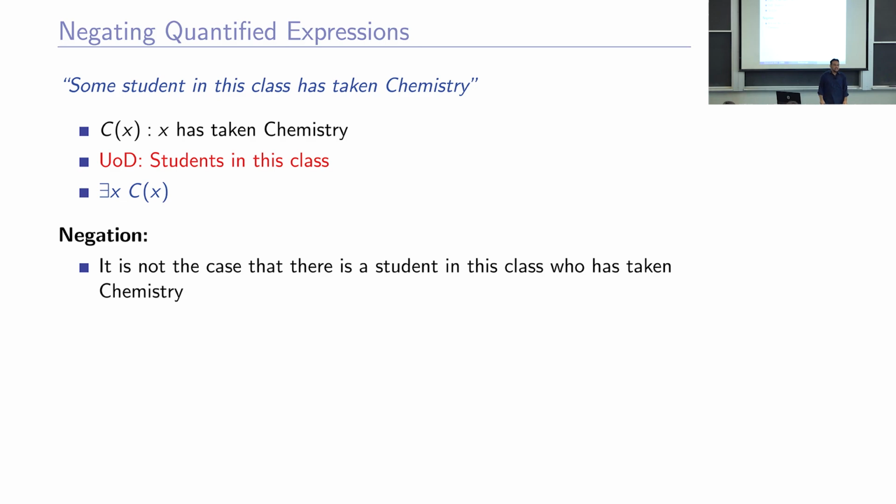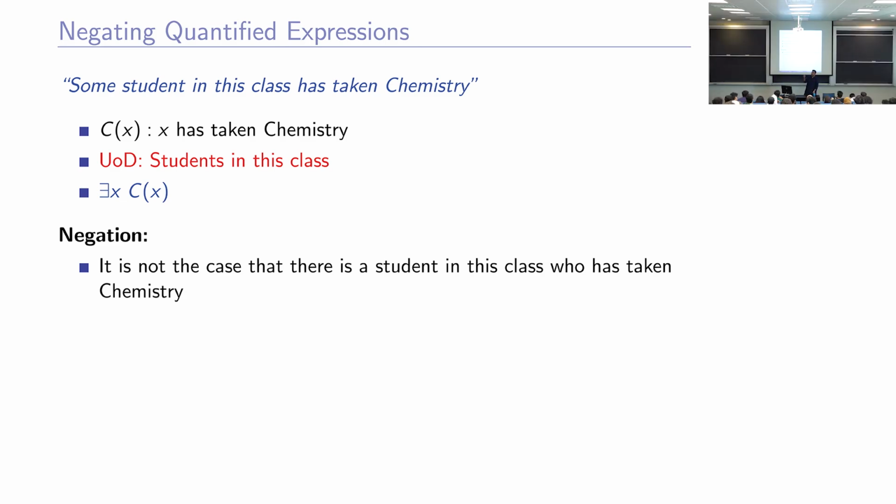None of the students in this class has taken chemistry. Any other attempt? Every student has not taken chemistry. Okay, this is a rewording of the same English sentence. Any other way to write? Yes. There is a student in the class who has not taken calculus. There is no calculus. We are talking about chemistry. So there is a student in the class who has not taken chemistry.